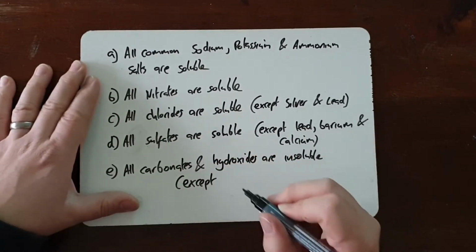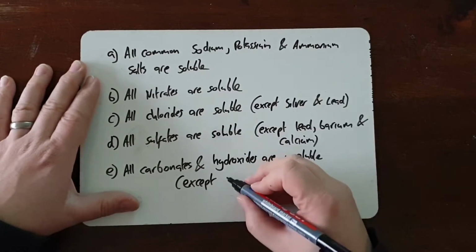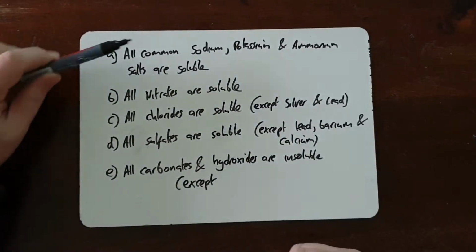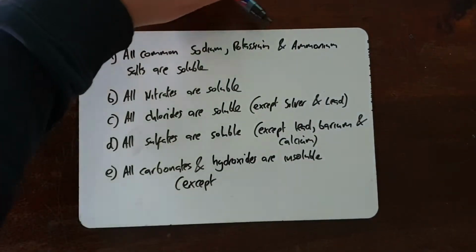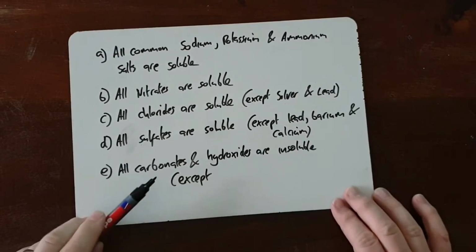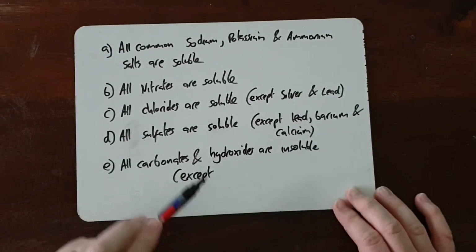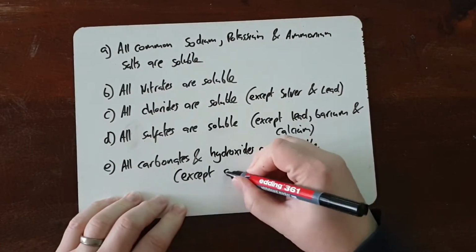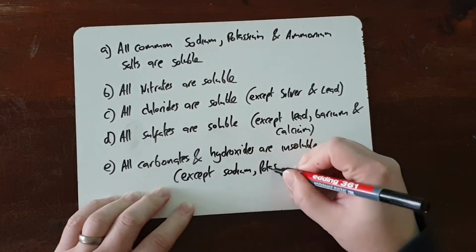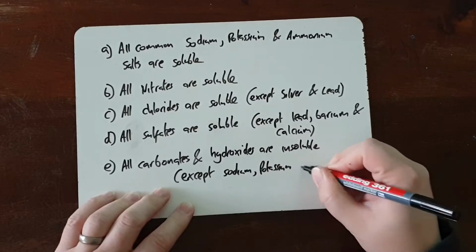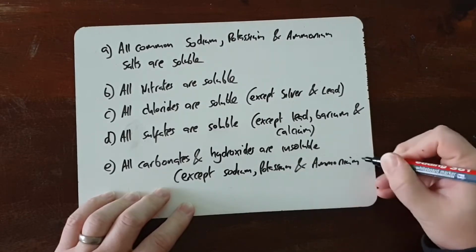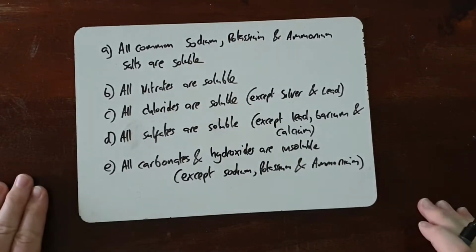Except, and there are 3 exceptions. Hopefully you can work it out. If we looked up here, we said all sodium, potassium, and ammonium are soluble. So all carbonates are insoluble except for these 3. So except sodium, potassium, and ammonium. So it seems like a lot to remember.